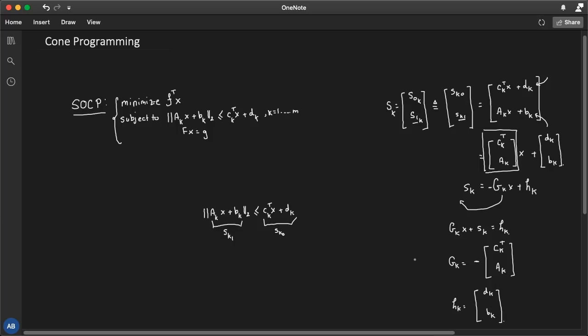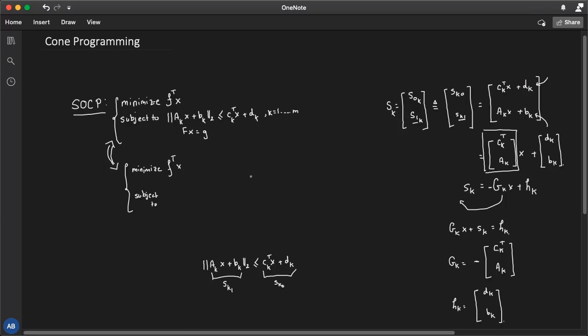And that's it. So now we wrote this SOCP problem in a different way. What is it? You're minimizing the same cost, nothing has changed, but this time subject to, instead of the cone constraint, we've got two constraints. What are they? It's the Gx plus s equal to h. So Gk x plus sk is hk for m such constraints, and sk1 in norm less than sk0.